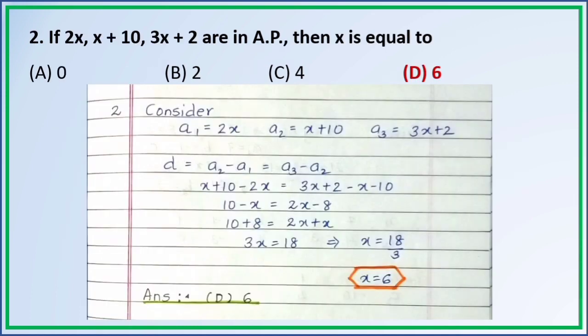If 2x, x plus 10, 3x plus 2 are in AP, then the value of x equals, consider a1 as 2x, a2 as x plus 10 and a3 as 3x plus 2. We know the common difference, a2 minus a1 equals a3 minus a2. Substitute the values of a1, a2 and a3, and simplifying we get the value of x as 6. Therefore, the correct answer is option D, 6.